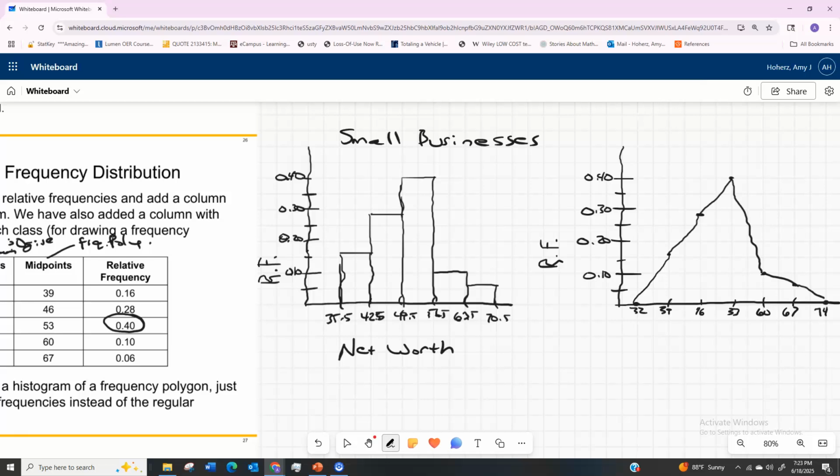So we're saying in the class that was before the one with the midpoint of 39, I had 0. So there was 0% or 0.00 in the category before, and there was 0 or 0.00 in the class after that. If there had been another class, it would have been 0. And we've anchored that down to the bottom. And again, this is still net worth, and this is still small businesses.